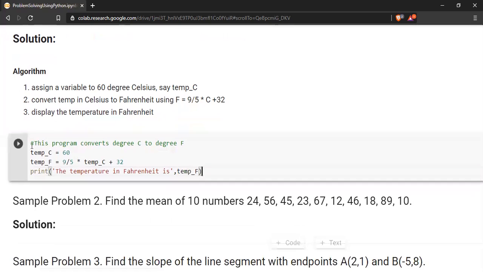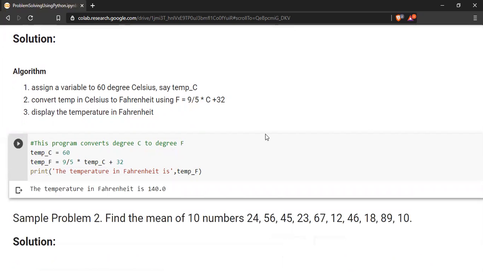Okay, now let's try to run this code by clicking this button. Okay, run the code, and there you go. Depending on the speed of your internet will be the speed of, of course, the output to be printed. So in this case, this will be your output. The temperature in Fahrenheit is 140. All right, that's the temperature in Fahrenheit.